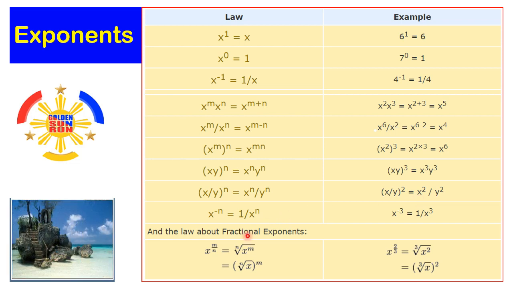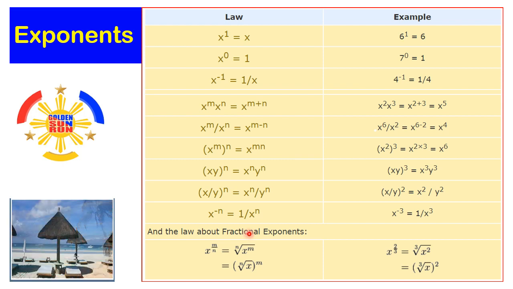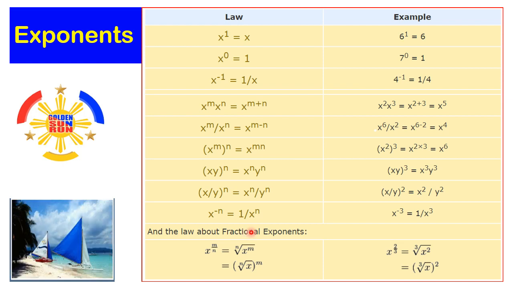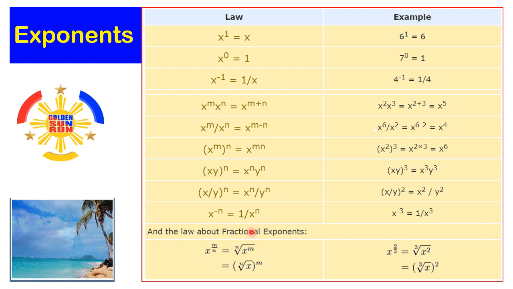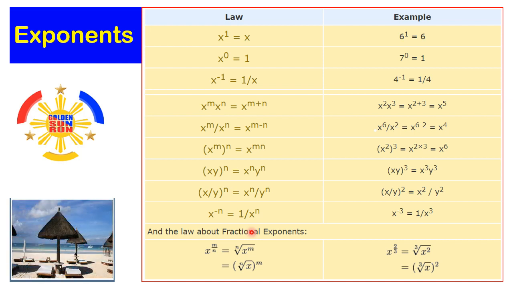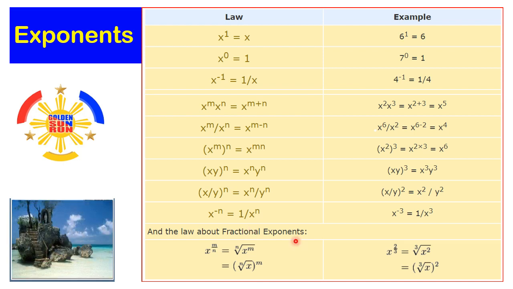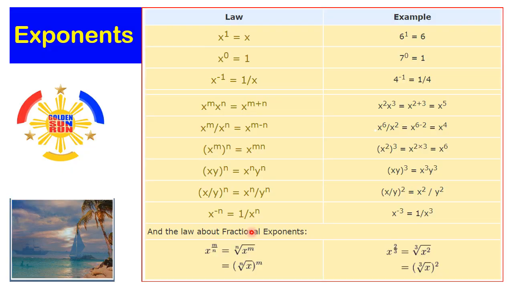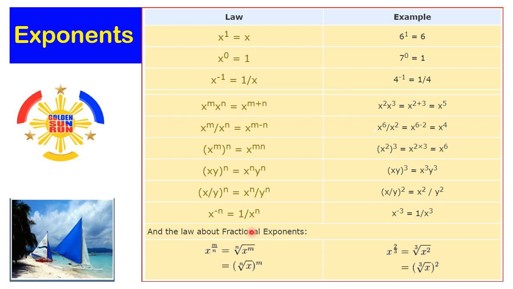Next, x to the negative n is equal to 1 over x to the n. Any number raised to a negative exponent will be the reciprocal of that number raised to the positive exponent. X to the negative 3 is equal to 1 over x cubed.